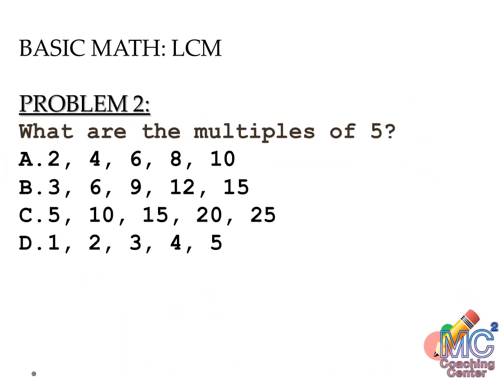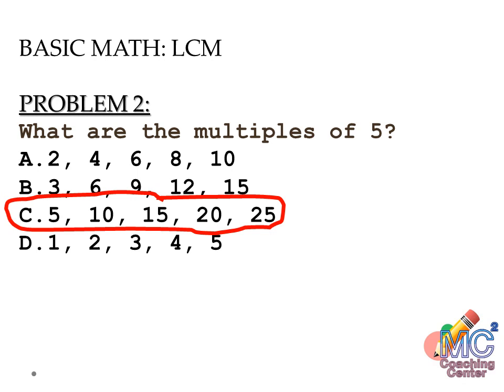Okay? So, problem number 2. What are the multiples of 5? Upon checking sa choices, multiples of 5. Another way para makita natin, once i-divide ko si 5 na nasa choices, dapat walang remainder. Dapat integer yung result. And upon checking, so 5 times 1, 5, 5 times 2, 10, 5 times 3, 15, 5 times 4, 20, 5 times 5, 25. Kung may 5 times 6, 30 dito, 5 times 7, 35. So therefore, the correct answer is letter C.